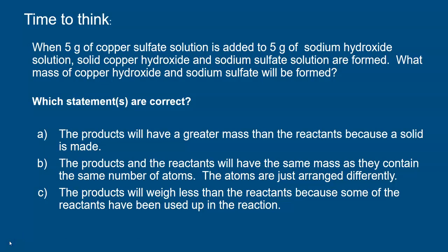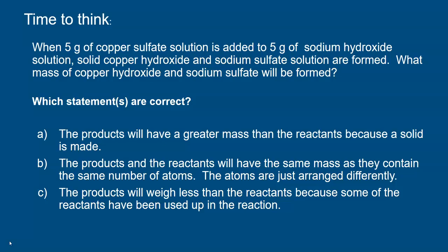Now the answer is that 10 grams of copper hydroxide and sodium sulfate solution will be formed. You don't have a clue about this chemical reaction, you've never come across it before, but you can use the law of conservation of mass to help you. The law of conservation of mass basically says that the mass of the reactants and the mass of the products must be exactly the same. You cannot create or destroy matter.